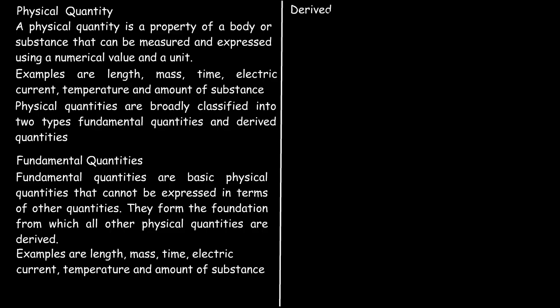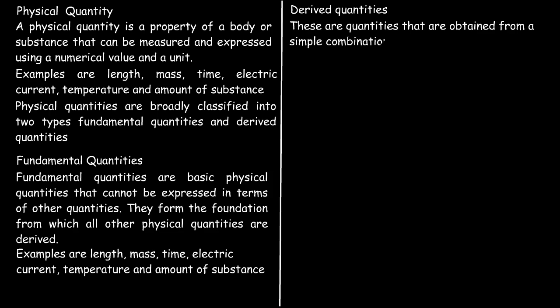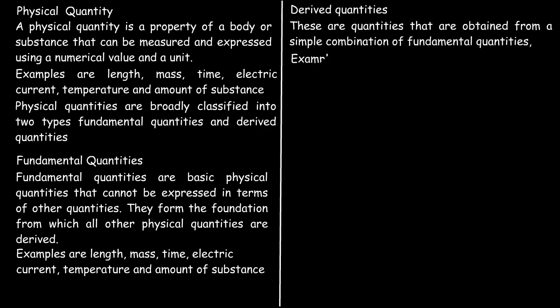Now next we have derived quantity. These are quantities that are obtained from a simple combination of fundamental quantities. Examples are area, volume, force, speed, density, etc.